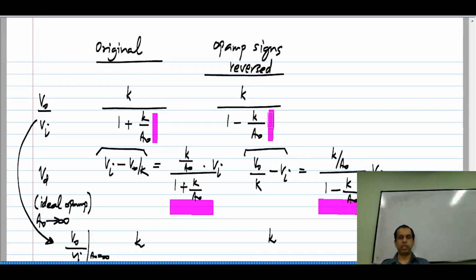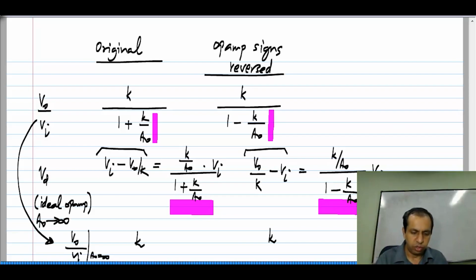So, just by looking at this analysis, it looks like regardless of which way you have the op amp input signs, the circuit will work in the same way. Okay. There is a very small difference here. If k by A naught is 1 by 1000, then this number will be slightly smaller than that number. That is all. Similarly, the difference voltage V D is very small in either case, because it is proportional to k by A naught. And finally, as A naught tends to infinity, both these tend to the ideal value of k. But this simply does not work that way.